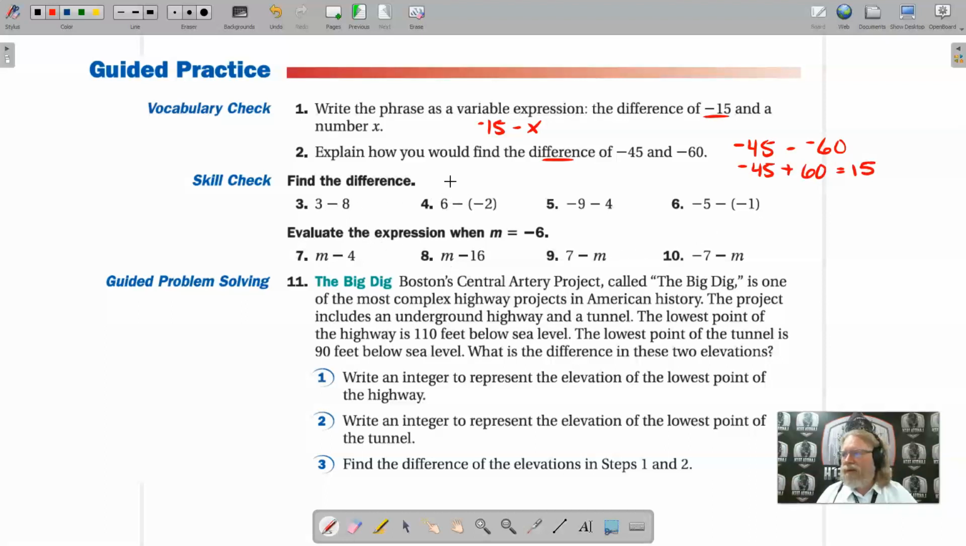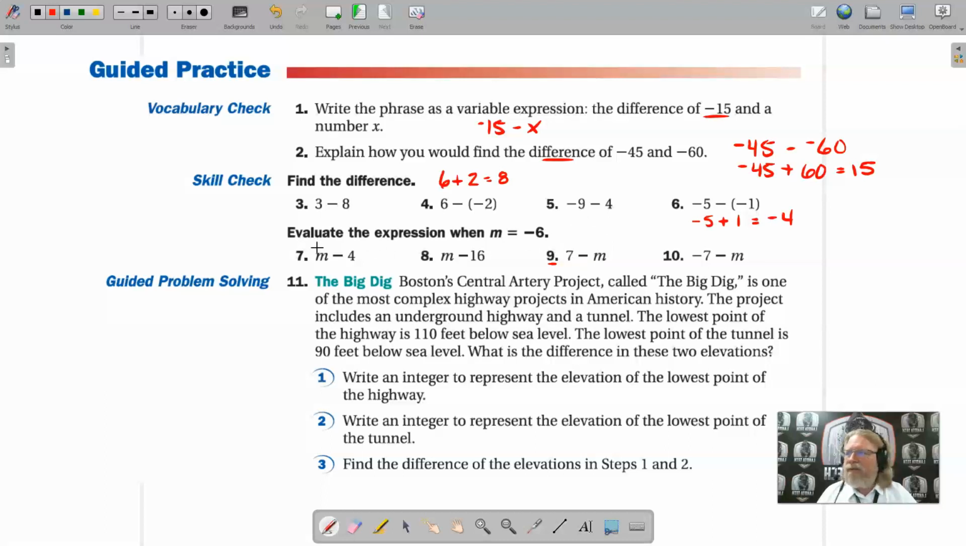Find the difference between, let's do number 4. Let's take the 6, change the sign to addition. The opposite of -2 is +2, and 6 plus 2 is 8. Let's do number 6 over here. -5. Let's change the sign to addition. The opposite of -1 is +1. And the absolute value of -5 is greater than the absolute value of 1. So our answer is going to be negative to match up with the one with the greater absolute value. And then we're going to subtract. 5 minus 1 is 4. So we get -4.